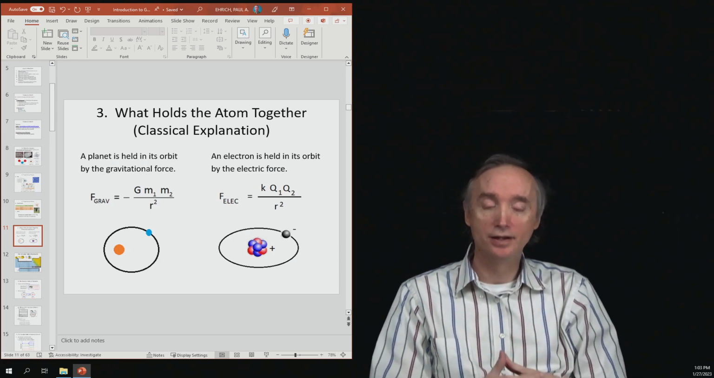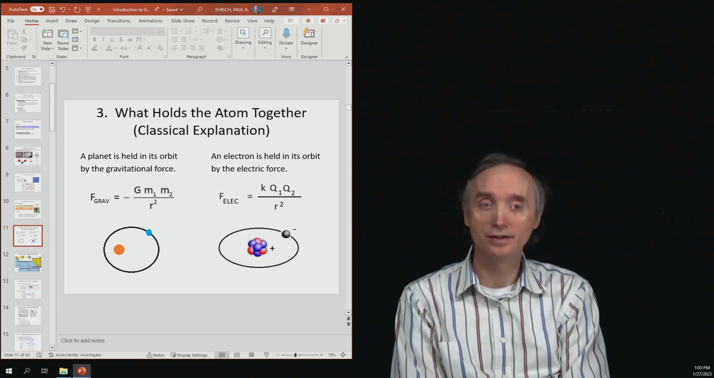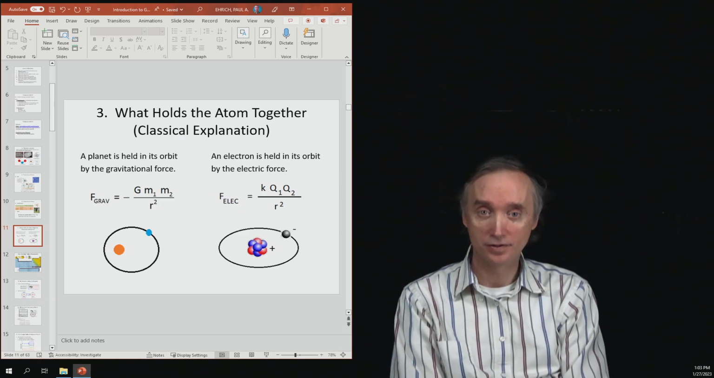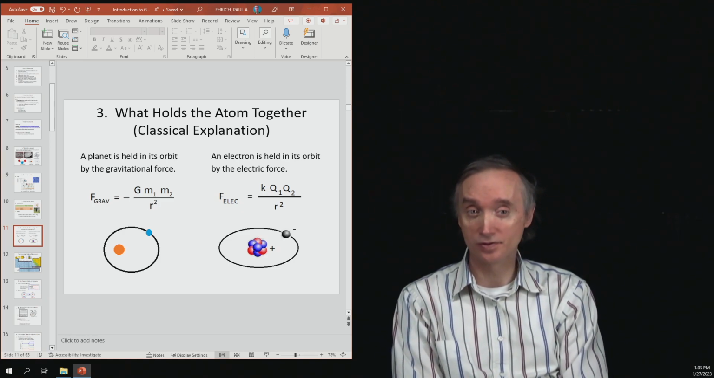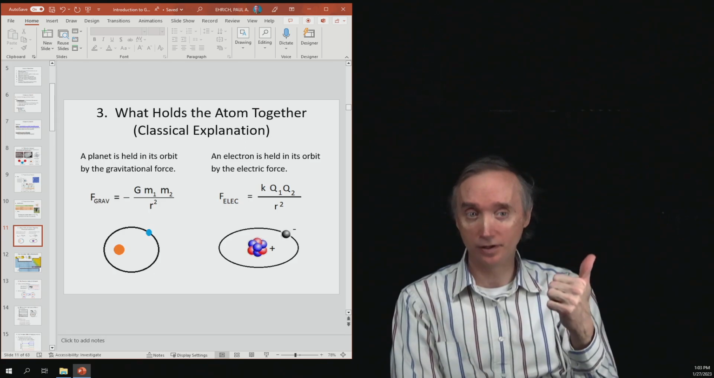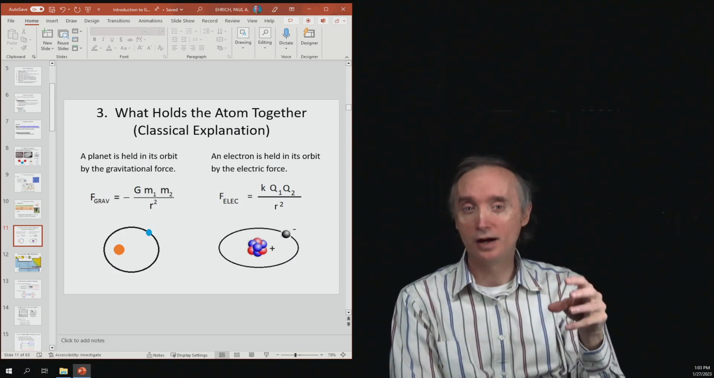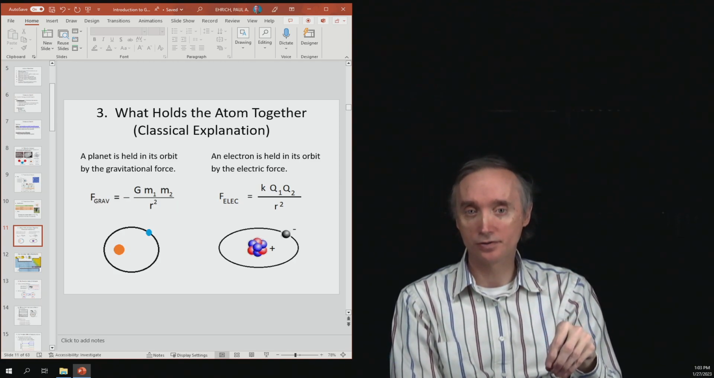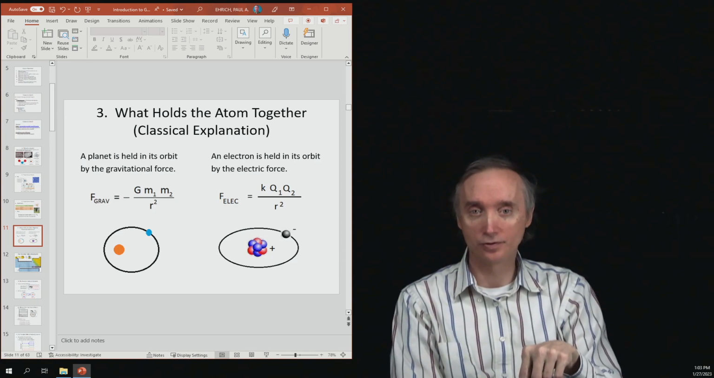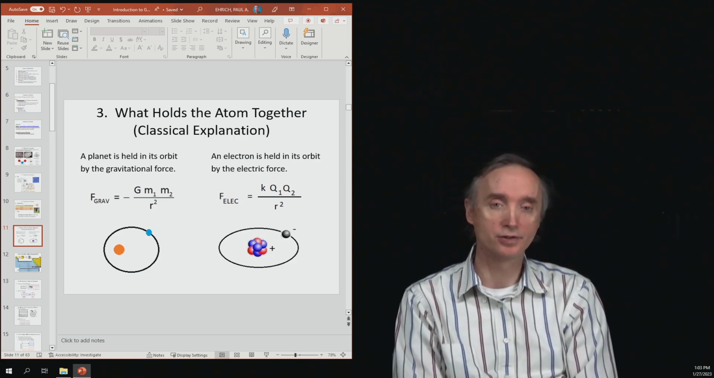Now technically it's the electromagnetic force. So there are 4 fundamental forces in the universe. You've got gravity, electromagnetism, and then the strong and the weak nuclear forces. But it's the electric part of the electromagnetic force that's really holding the atom together.